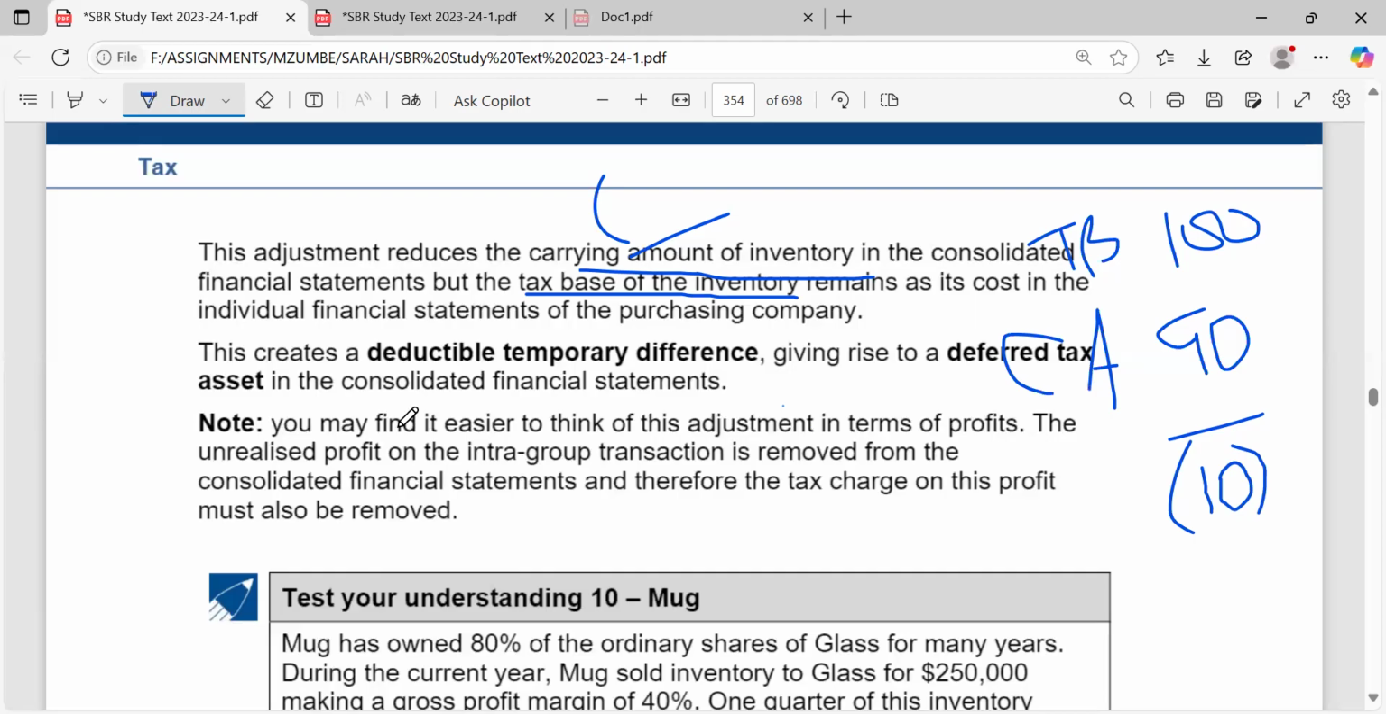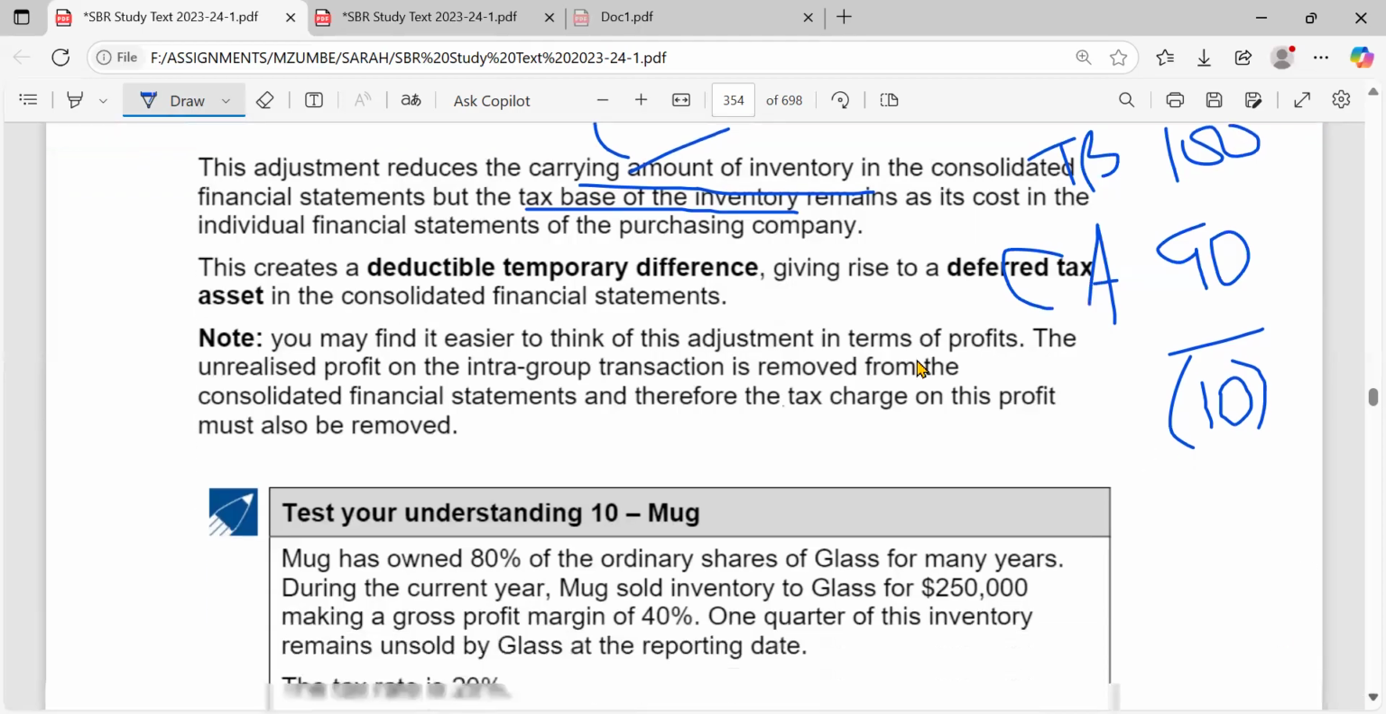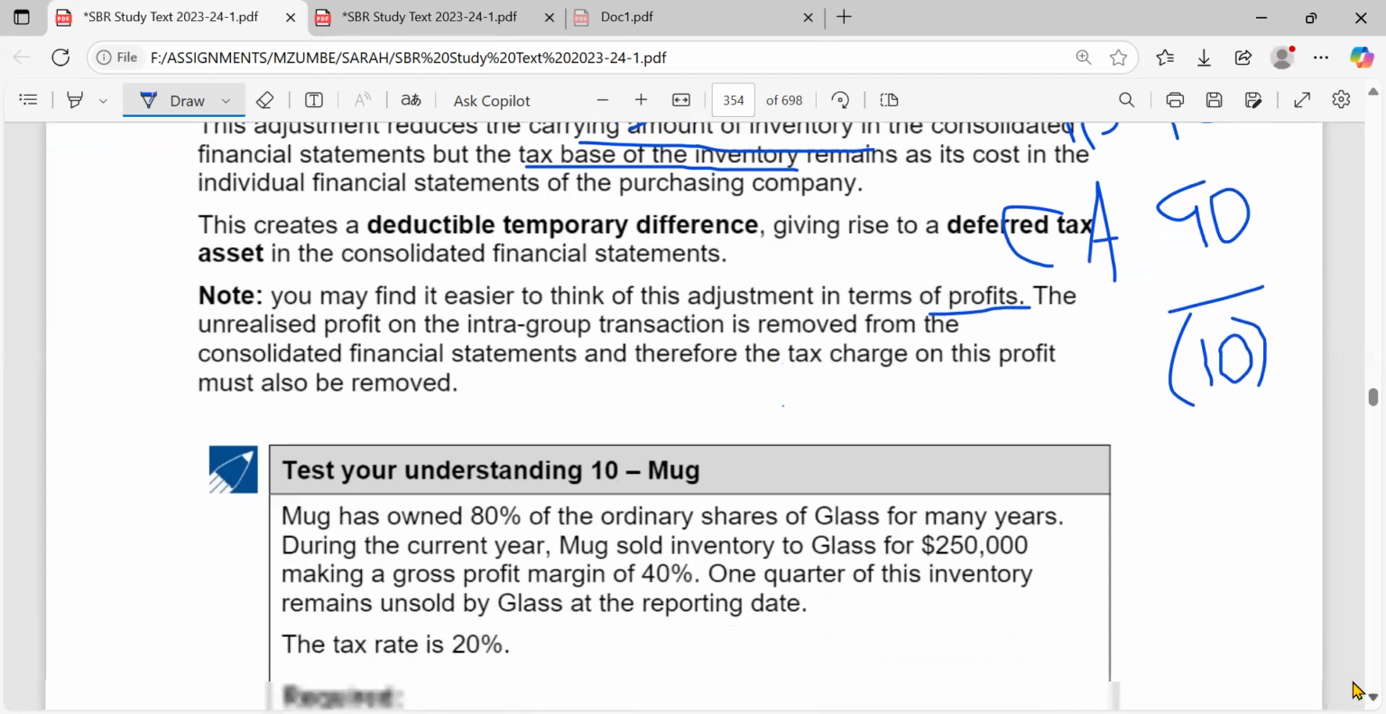You may find it easier to think of the adjustment in terms of profits. That's why I explained it in terms of profits, so you don't need to worry about that.